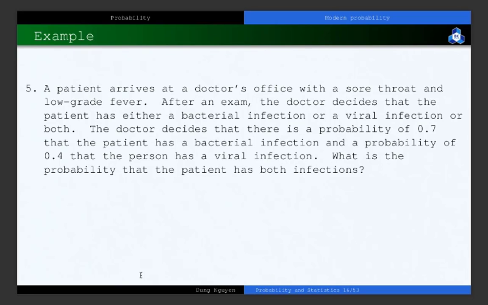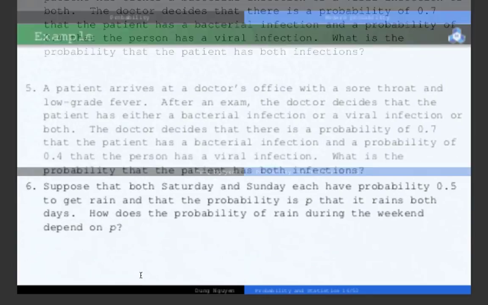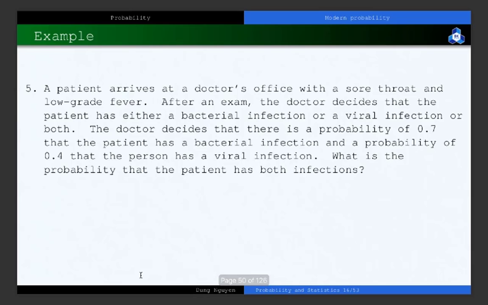Let's consider the following example. A patient arrives at a doctor's office with a sore throat and low-grade fever. After an exam, the doctor decides that the patient has either a bacterial infection or a viral infection, or both. The doctor decides that there is a probability of 0.7 that the patient has a bacterial infection and a probability of 40% that the person has a viral infection. What is the probability that the patient has both infections? Let's solve this problem.